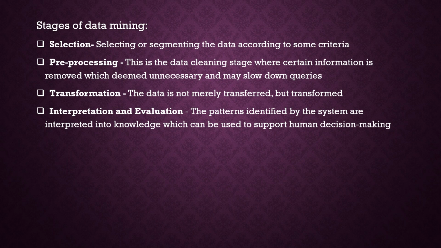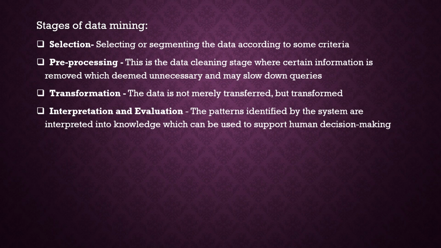Next, transformation. The data is not merely transferred but transformed. Transfer is different from transformed, so transformation is very important in the stages of data mining. Next one is data interpretation and evaluation. The patterns identified by the system are interpreted into knowledge which can be used to support human decision making. It is very important. The data is made usable and navigable.